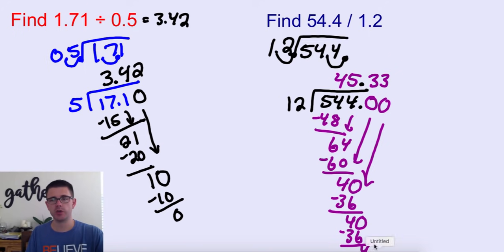12 goes into 40 3 times, which is 36. And then this is one of those where you're starting to notice the pattern. I get a 4, add a 0, becomes a 40, goes into it 3 times, which is 36, but I'm still left with 4. So you notice we're repeating that same pattern over and over again. Once we know that, it's okay to come back and put that repeat bar over top of the part that's repeating. So in this case, our answer is going to be 45.33333 repeated. So 54.4 divided by 12 is 45.3 repeated. All right, hope you did well. We'll practice some more in class.